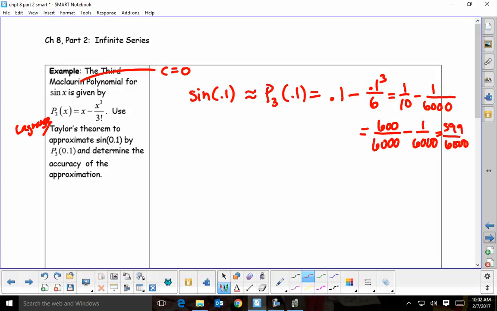Okay, so without a calculator, we could approximate what sine of 0.1 is. It didn't take us very long. And I'll tell you what that decimal is, just so you can see what sine of 0.1 actually was. 0.09983. Okay, so that's what that decimal is approximately. Now let's determine the error.